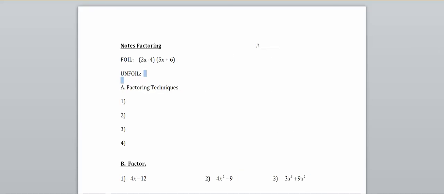Okay, so we're going to do notes on factoring. And factoring is really kind of a way of looking at it is you're unfoiling. So what I mean by that is, let me get my pen ready, sorry. When I have something to FOIL, like 2x minus 4 times 5x plus 6, right?